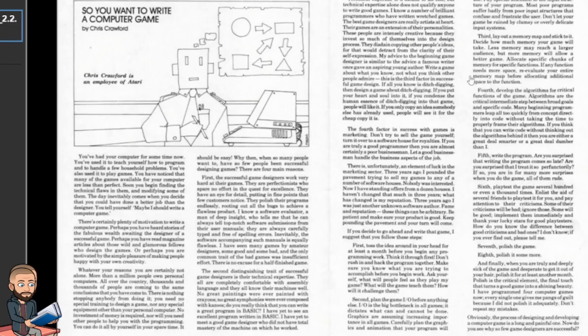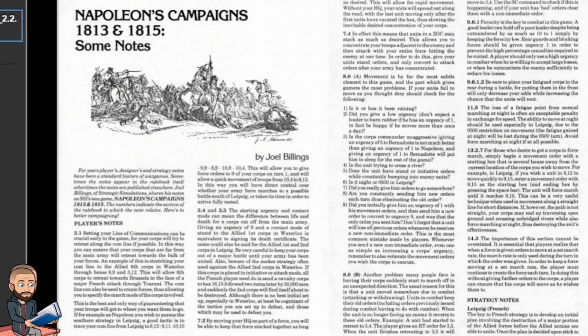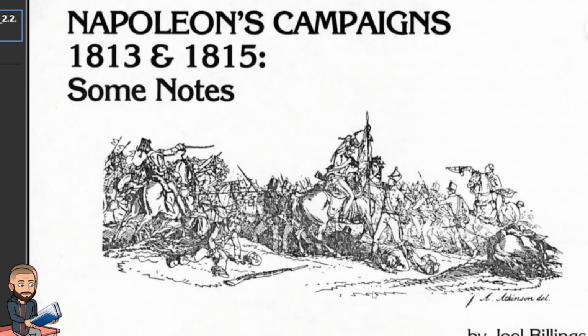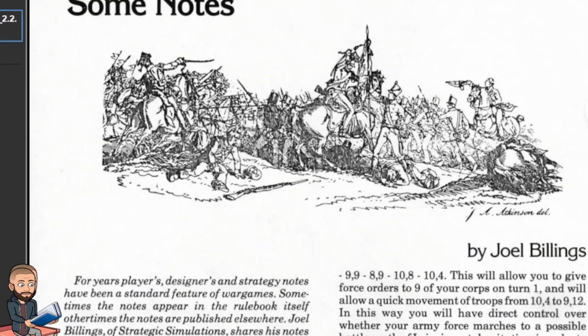Okay, so he's going to go through several steps, and it's funny down here, he'll get to step 7 and say polish the game, then 8th, polish it some more. And this is the game I want to read in this video. It's called Napoleon's Campaign, 1813 and 1815. Interesting, so it's not through. So it's written by Joel Billings.